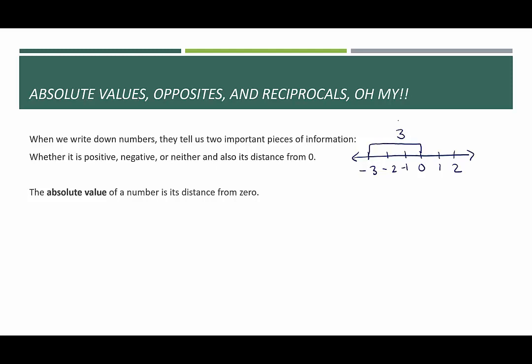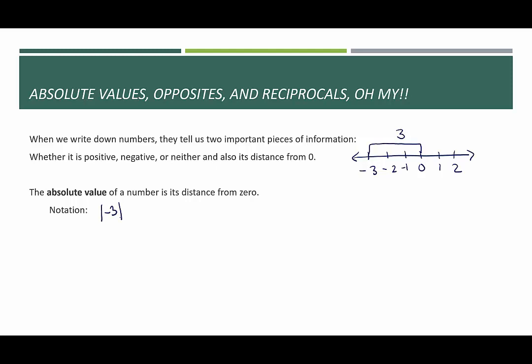Okay, so this distance, that actually has a special name. It's called the absolute value of a number. So we say the absolute value of -3 is 3. And we have some notation for absolute value. It's kind of like long bars. So if I say absolute value, those things are called the absolute value bars.